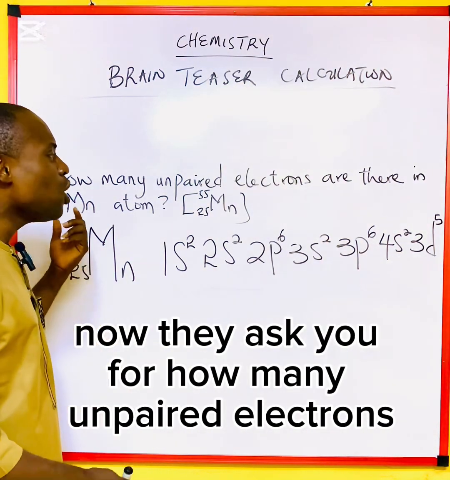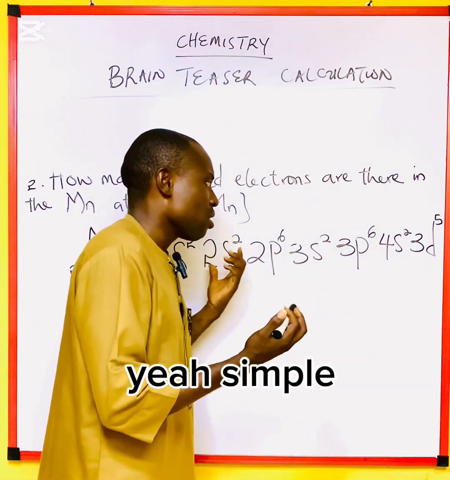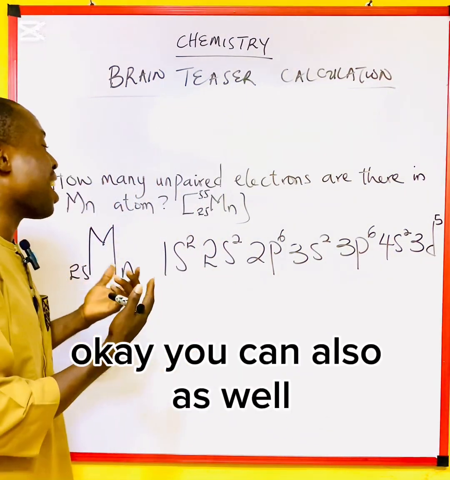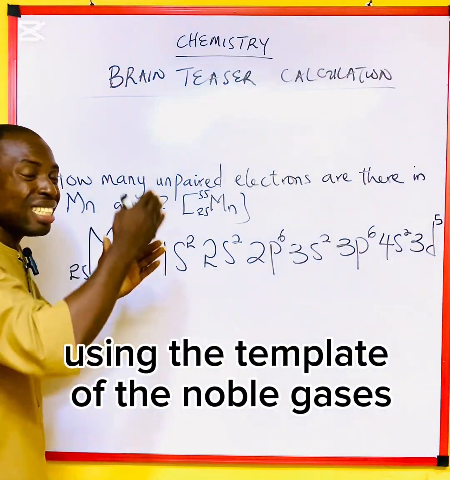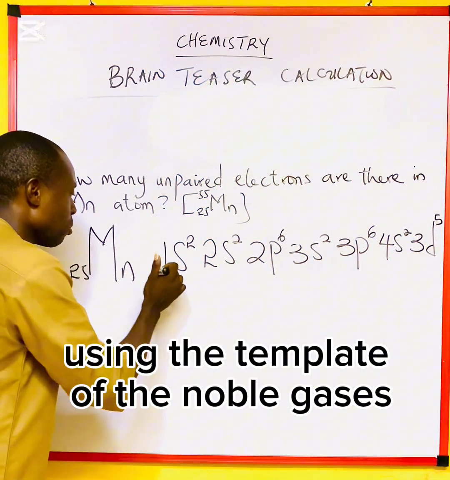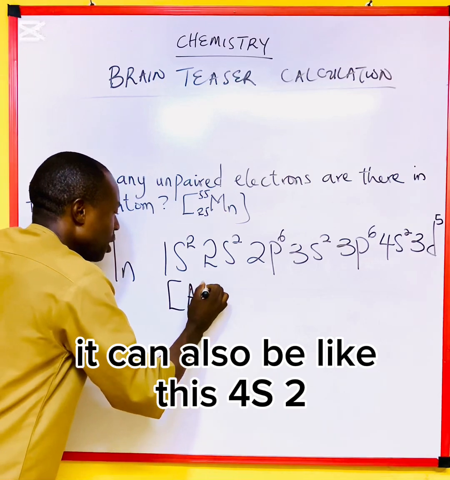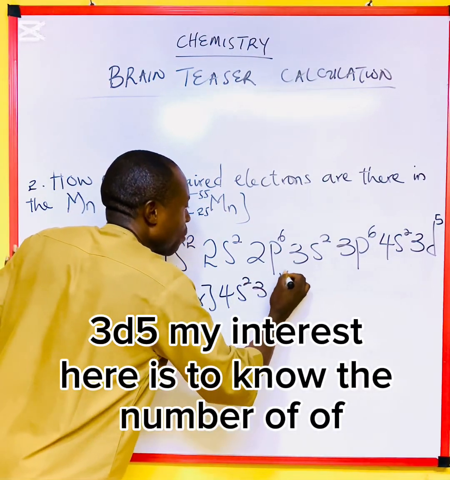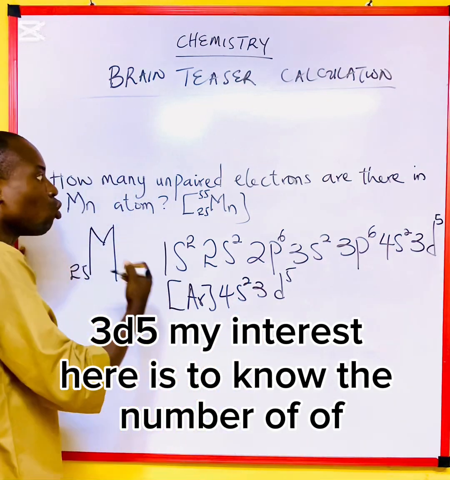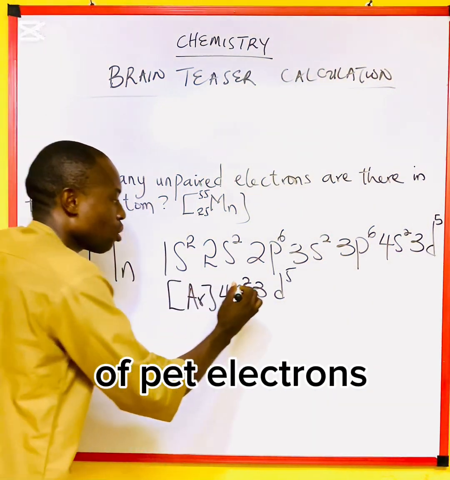Now they ask you for how many unpaired electrons. Simple. You can also condense what you're having here using the template of the noble gases. It can also be like this: 4s2, 3d5. My interest here is to know the number of unpaired electrons.